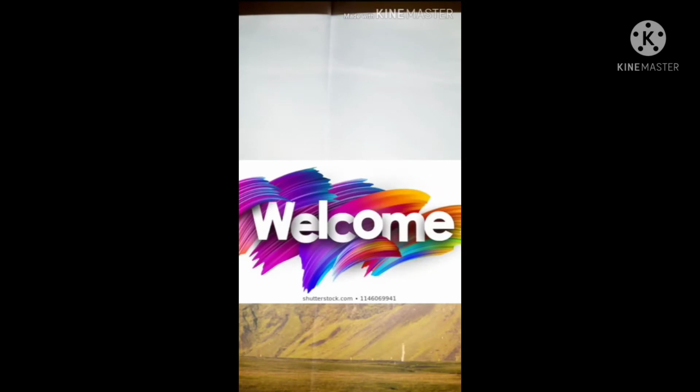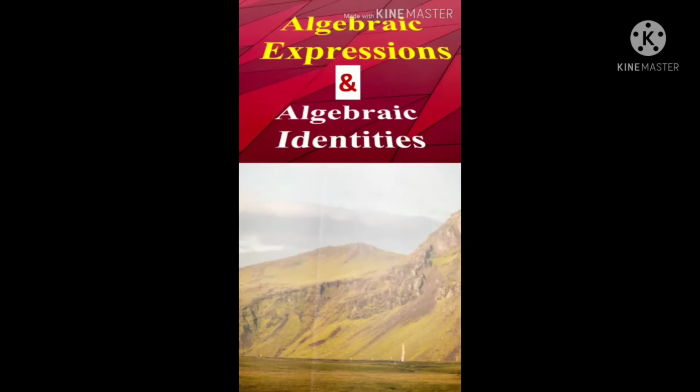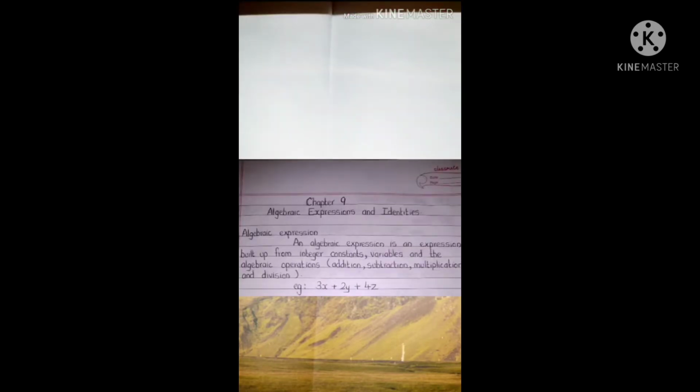Today we are here to start a new chapter, that is chapter 9, algebraic expressions and identities. An algebraic expression is an expression built up from integer constants, variables and the algebraic operations such as addition, subtraction, multiplication and division. For example, you have 3x plus 2y plus 4z. This is the algebraic expression given as example in your note. That is 3x plus 2y plus 4z.